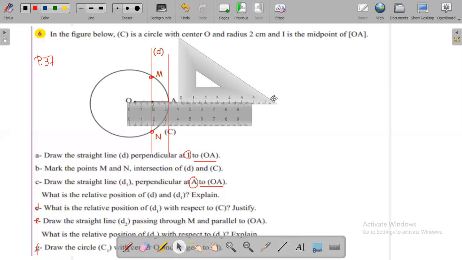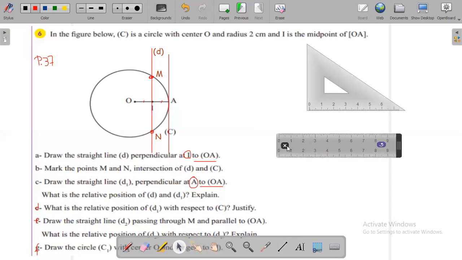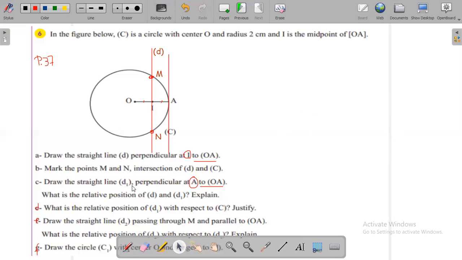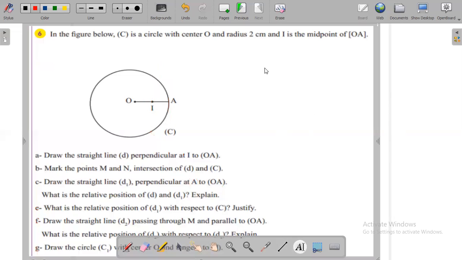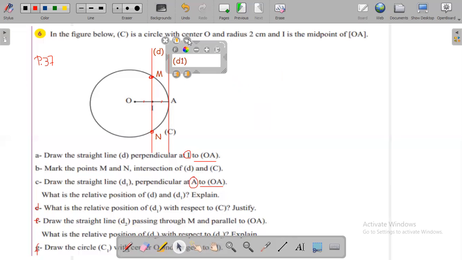And don't forget to write the name of the straight line. The name is D1, so we write D1 on this line. Now, what is the relative position of D and D1? Explain.